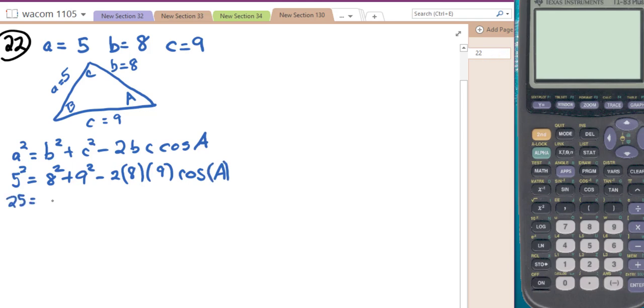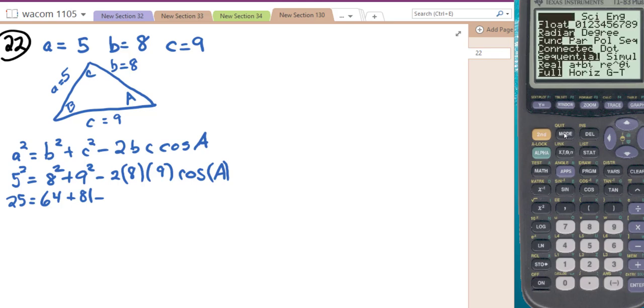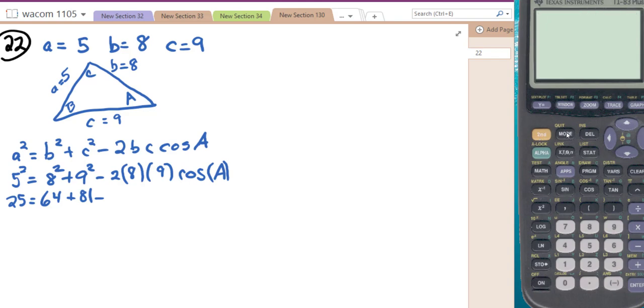So we have 25 equals 64 plus 81 minus, and I'm going to multiply that real fast. That is 16 times 9. And one thing with this calculator, I have to change the mode every time because it switches back to default, which is radians. All right, so second quit. I want to do 2 times 8 times 9. So 16 times 9, 144.